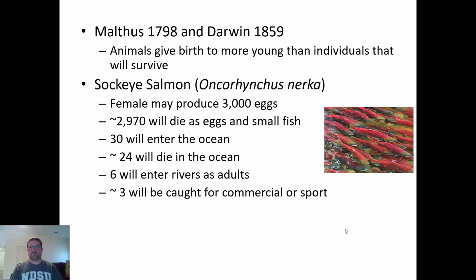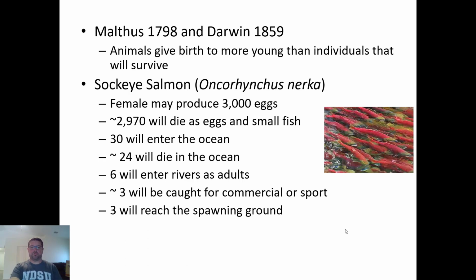As they're entering the river system, 3 are caught by commercial or sport fishermen. Okay, so 3 of the original 30 that made it to the ocean are now caught, consumed, or whatever, put in a freezer and then thrown out in 6 months. 3 reach the spawning ground.